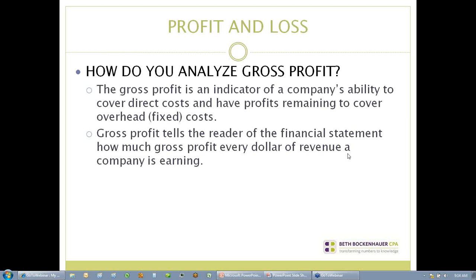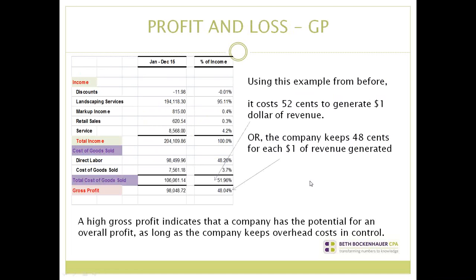And here is a really good visual of that last statement, which is kind of hard to understand. So once again, we have our condensed profit and loss, our income and our cost of goods sold. And once again, we have income of $204,000. And this income will always be 100% because this column is a percentage of income. And we can see here that landscaping services makes up the highest percentage of our total income. Our direct labor cost takes up 48.26% of our sales.